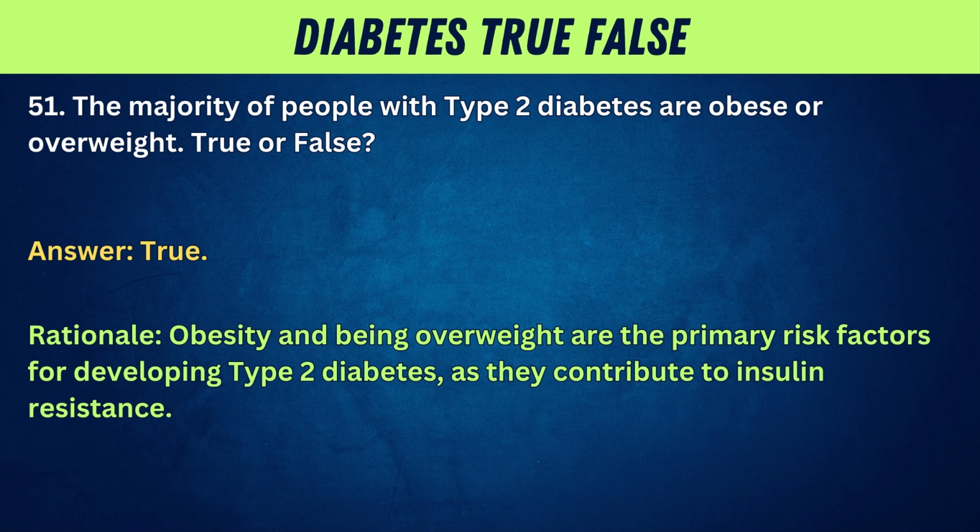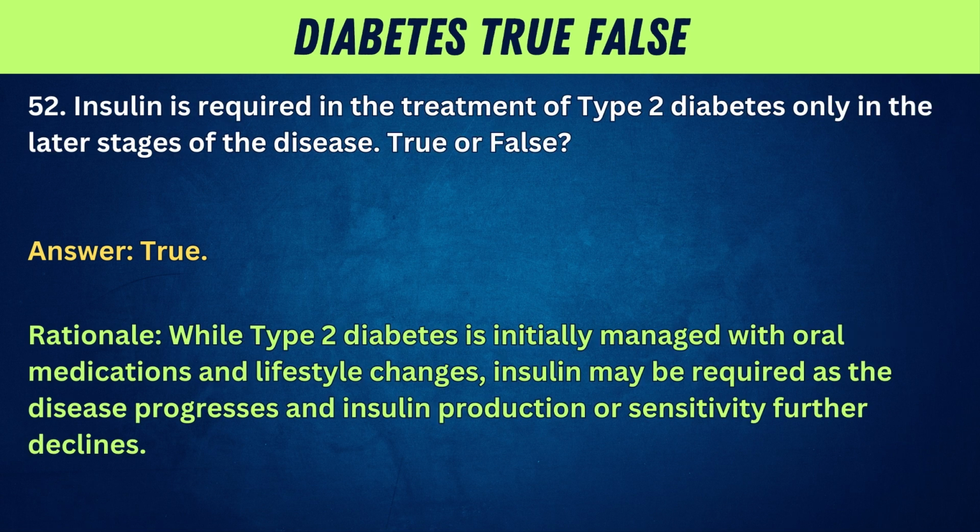51. The majority of people with type 2 diabetes are obese or overweight. True or false? Answer: true. Rationale: obesity and being overweight are the primary risk factors for developing type 2 diabetes, as they contribute to insulin resistance.